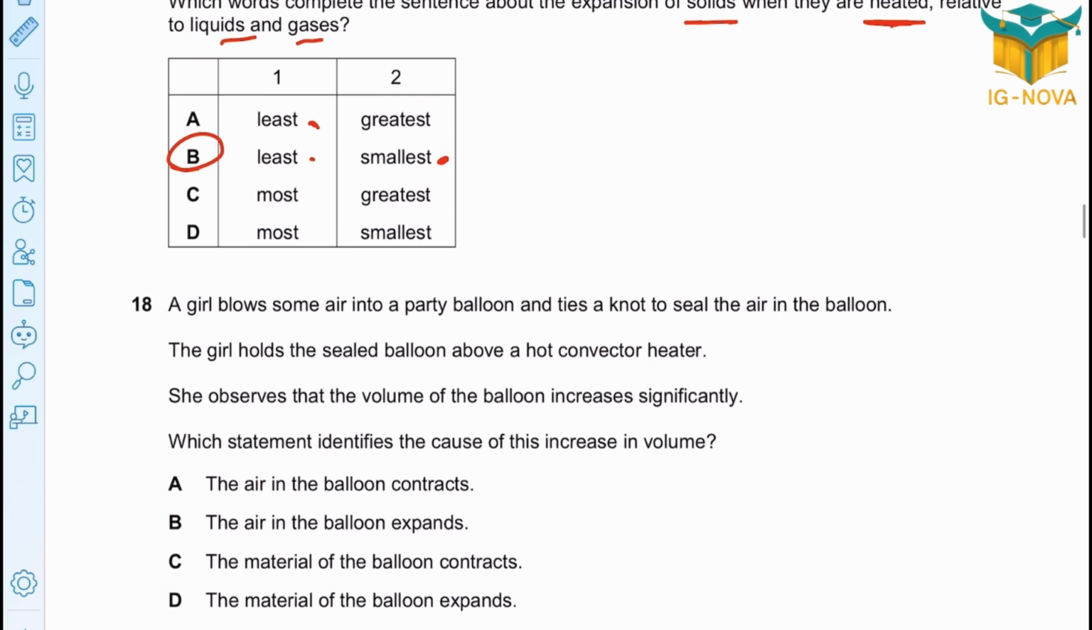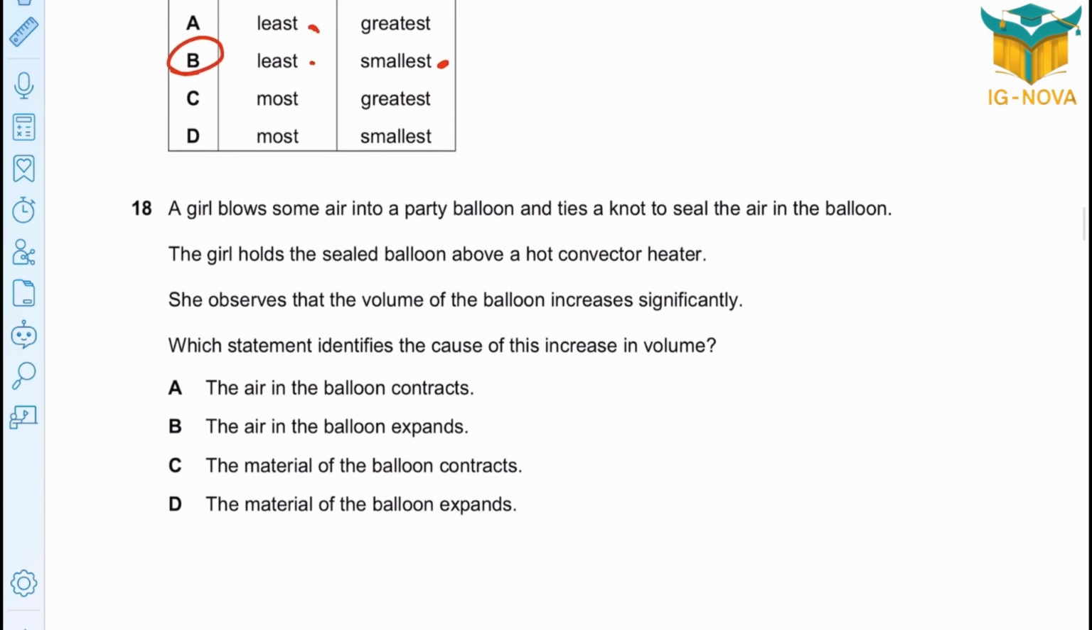For question 18, a girl blows some air into a party balloon and ties a knot to seal the air in the balloon. The girl holds the sealed balloon above a hot convector heater. She observed that the volume of the balloon increases significantly. Which statement identifies the cause of the increase in volume? Is it because the air in the balloon contracts? Not contracts. The air in the balloon expands here. So the correct option is B.